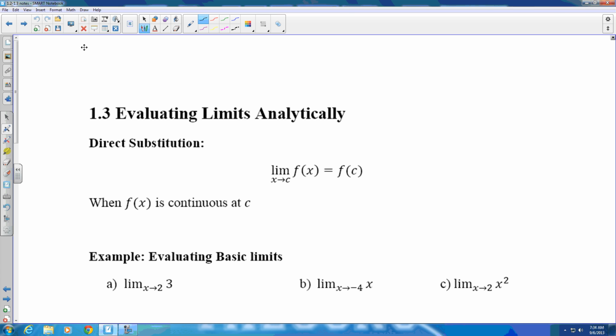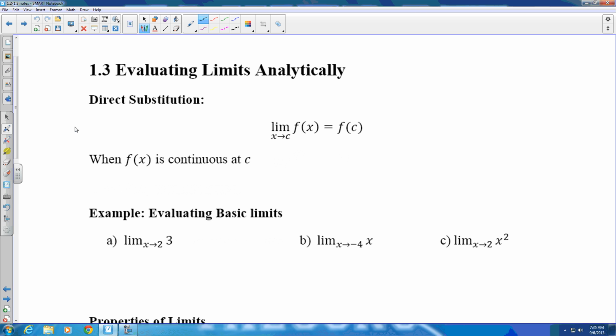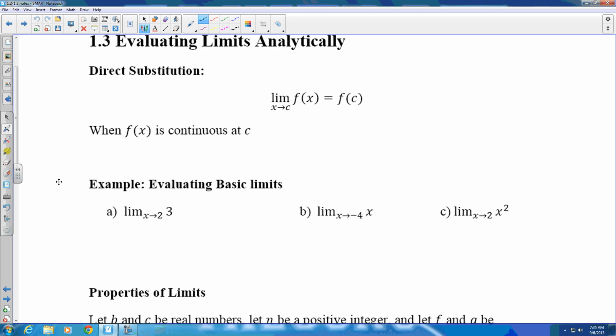Okay, today we are going to be evaluating limits analytically, and this is actually a little bit easier than what we did yesterday with looking at graphs, because that can sometimes get kind of confusing. And most of the time, analytically, all we need to do to evaluate a limit is to directly substitute the value of c into our function. So as you can see, the limit as x approaches c of f of x is just equal to f of c when f is continuous at c.